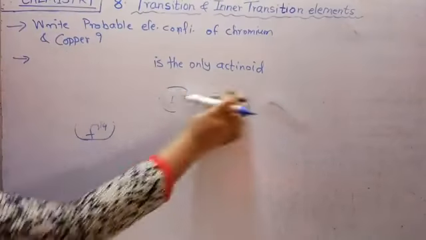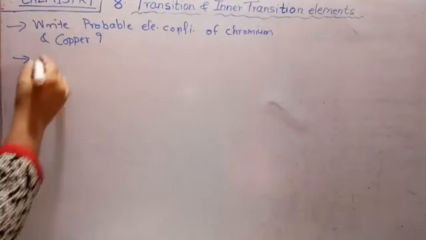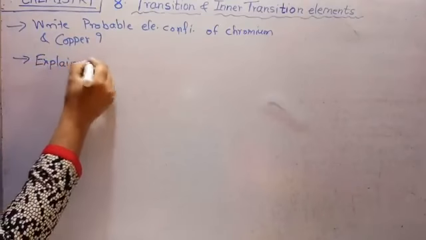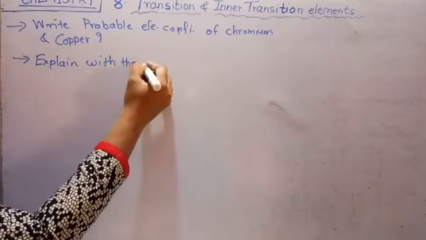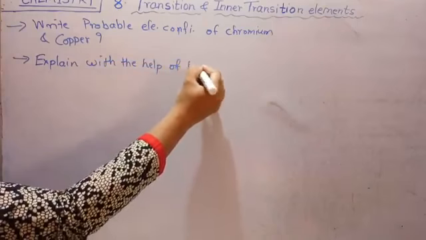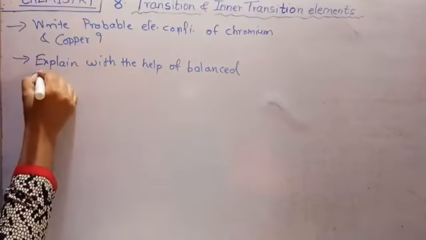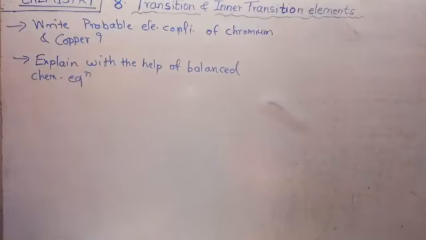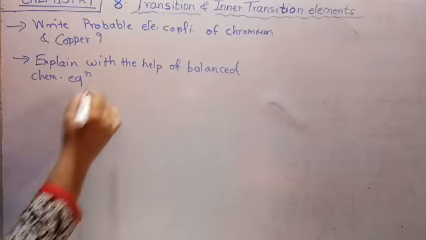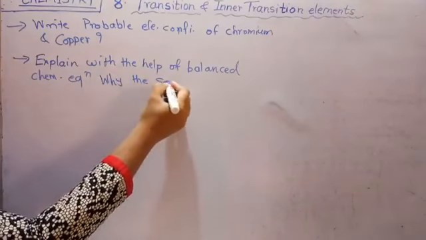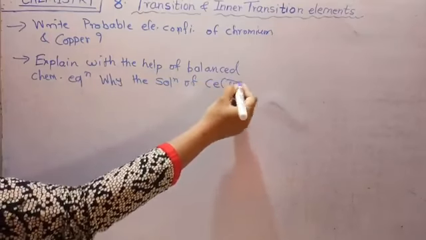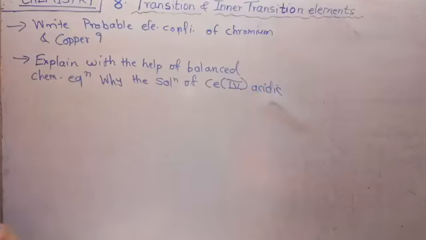Then there is the next question. Explain with the help of a balanced chemical equation why the solution of cerium 4 is acidic in nature.